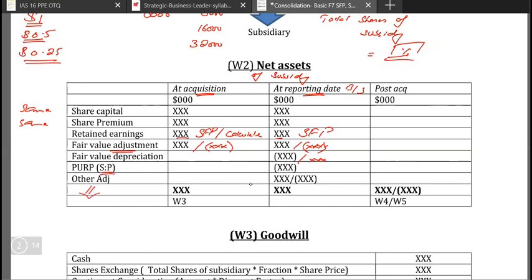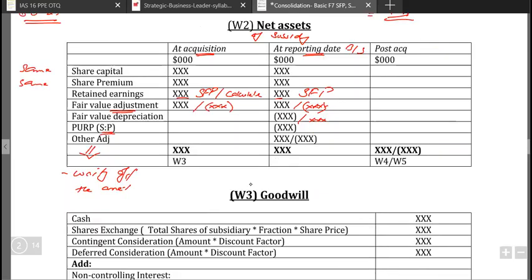Other adjustments may be any adjustment, for example, in the subsidiary's books there are assets which now are not worth anything, so you will be deducting that. Similarly, if there is a liability of the subsidiary which has not been recorded in the books and you need to record it, you will be recording it in these other adjustments. When you calculate all these things, these are the net assets at acquisition and these are the net assets at reporting date. When you compare these two, it gives you the post acquisition.